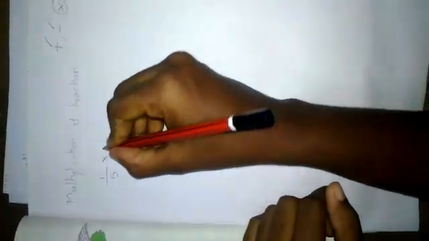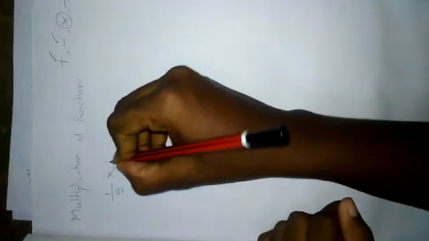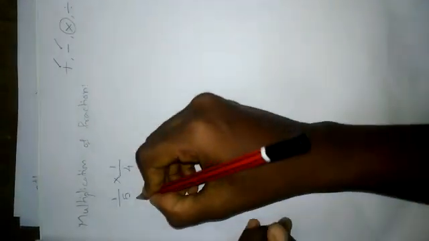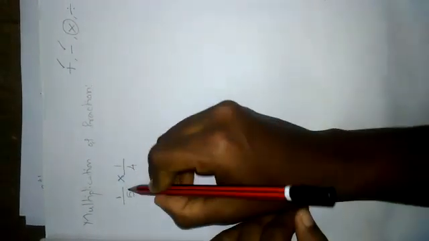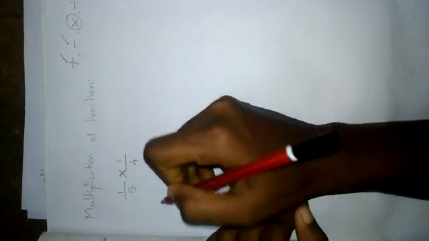This is the multiplication symbol, and this is another fraction. This is a fraction, and this is multiplication, which means these two numbers are going to be multiplied.